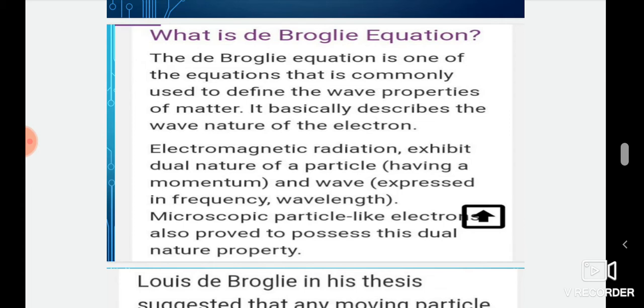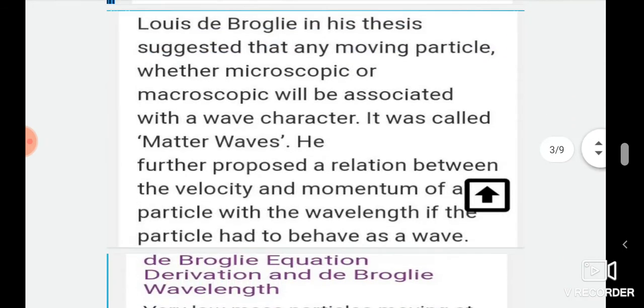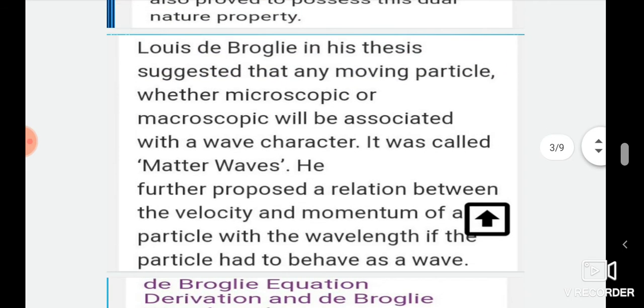Electromagnetic radiations exhibit dual nature of particle and wave. Microscopic particles like the electron also proved to possess this dual nature property. First of all, de Broglie suggested that any moving particle, whether microscopic or macroscopic, will be associated with a wave character, and it is known as matter wave.